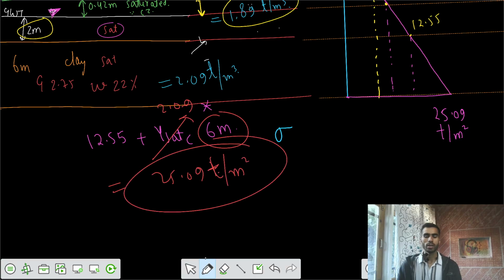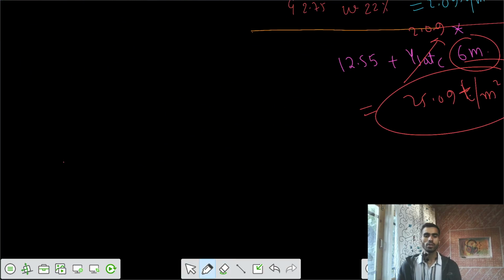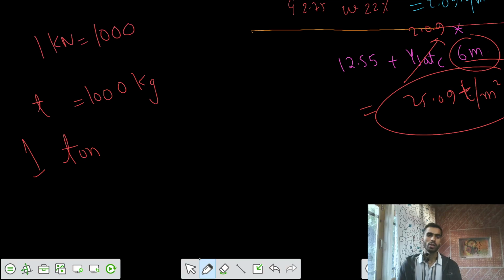Tons per meter square. Your 1 ton is actually 1000 kgs, and your one kilonewton is actually 1000 newtons.